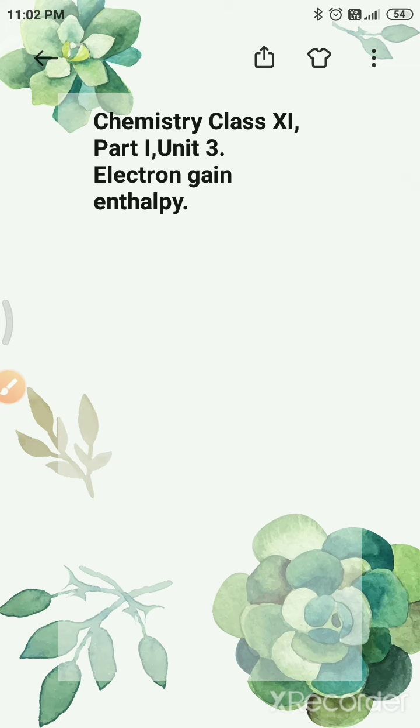At the end of the video, there is a table which gives the electron gain enthalpies in kilojoules per mole. Please refer to the table.